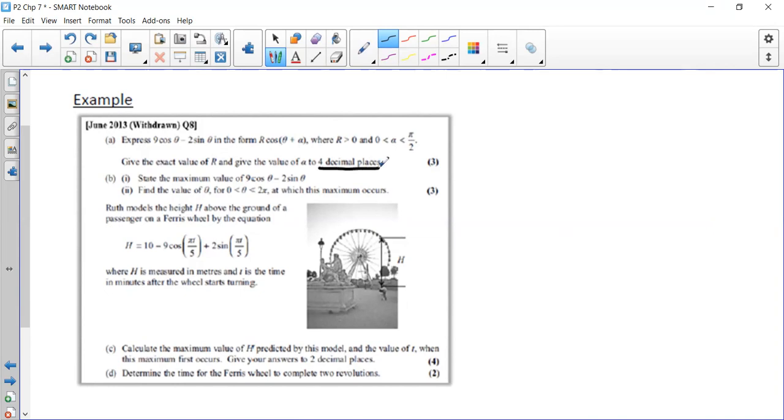Now, questions A and B, you should have learned this in 7.5. If you would like to, and I would highly recommend you to, pause the video, have a go at the question. Okay, when you're ready for the answer, you can press play.